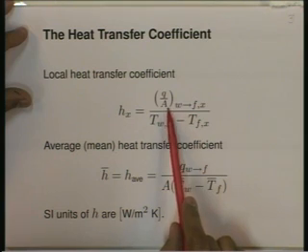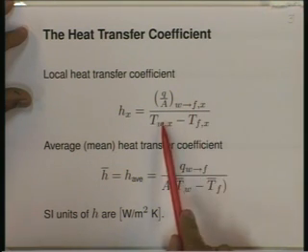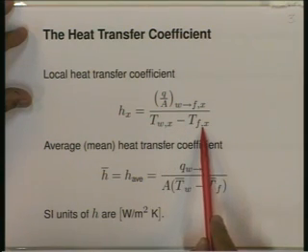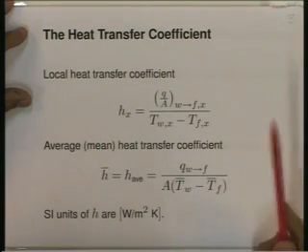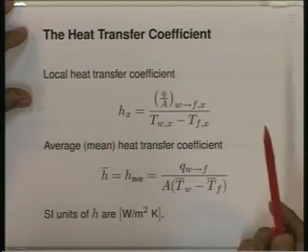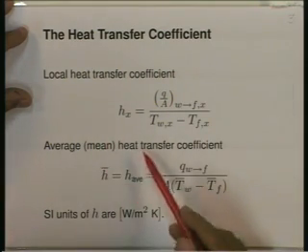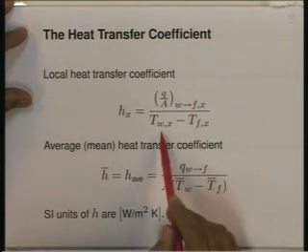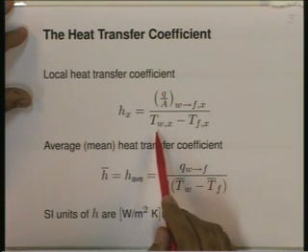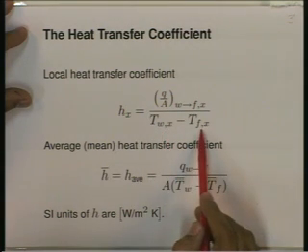So if you have heat flux from the wall to the fluid, in the denominator you should have wall temperature minus the fluid temperature. If you use a heat flux from the fluid to the wall, which may be convenient if the fluid is warmer than the wall, then you will have heat flux from the fluid to the wall in the numerator, and in the denominator you will have the fluid temperature minus the wall temperature.